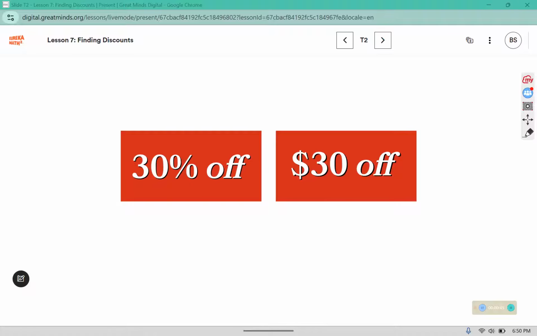Would you rather have 30% off of your purchase or $30 off of your purchase? Would your answer change depending on the price of the purchase? Are there some situations where 30% off would be better than $30 off? What if you could have those applied to the same purchase? Are there times where it would be better to have the 30% taken off first or the $30 to be taken off first?